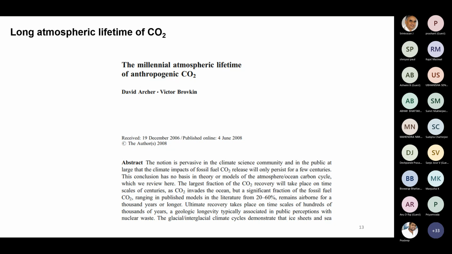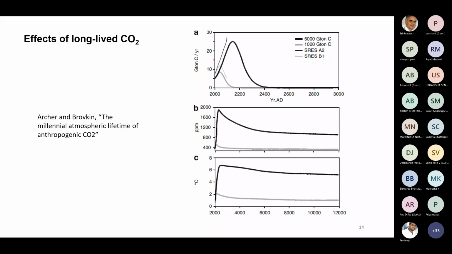Ultimate recovery takes place on timescales of hundreds of thousands of years, a geologic longevity typically associated in public perceptions with nuclear waste." So putting CO2 in the atmosphere means that a large fraction of it remains in the atmosphere for a really long time. This is one of the important challenges of mitigation, having to contend with the long-lived nature of CO2 in the atmosphere. Simply because a large fraction of the CO2 the world emits would remain in the atmosphere for millennia. That's the timescale we're thinking about, several millennia.